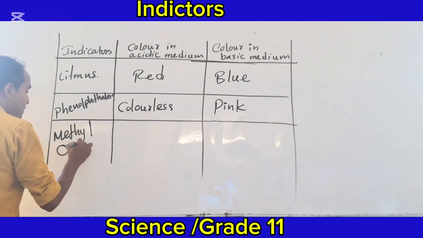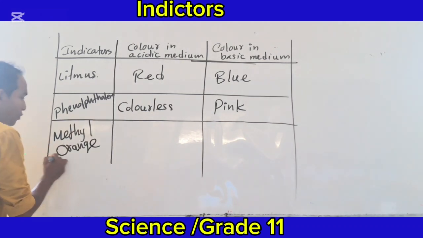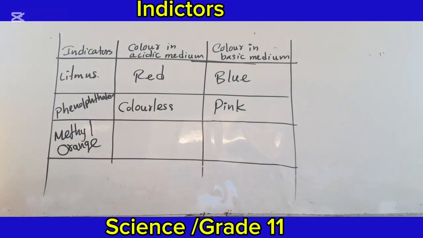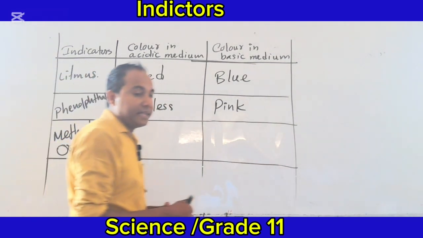Methyl orange. Methyl orange is the orange color powder.